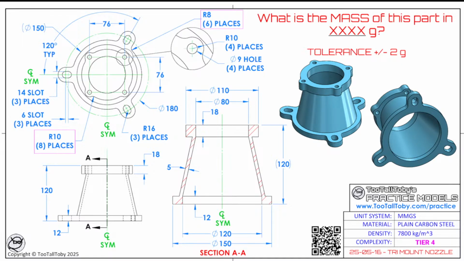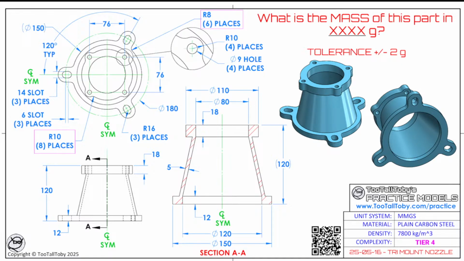It will definitely make a difference in your answer and will knock you out of tolerance. Tolerance is plus or minus 2 grams. Whoever can calculate the mass of this model, plain carbon steel, 7,800 kilograms per cubic meter, first is going to be declared the winner and is going to earn a point on our Model Monday Live leaderboard.